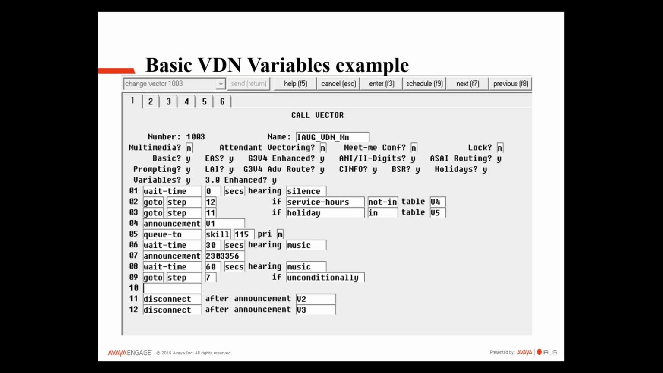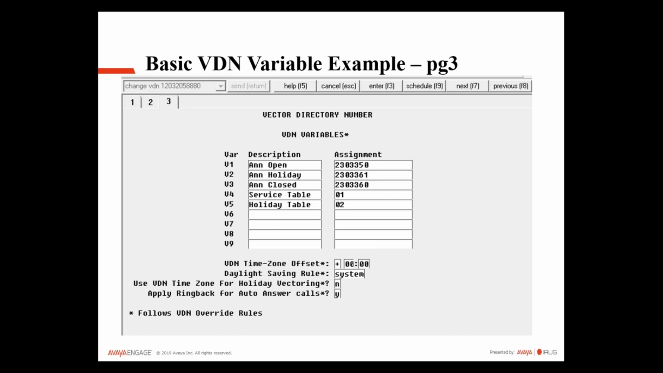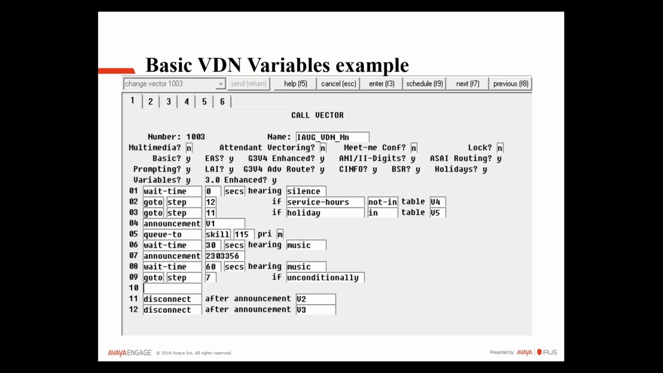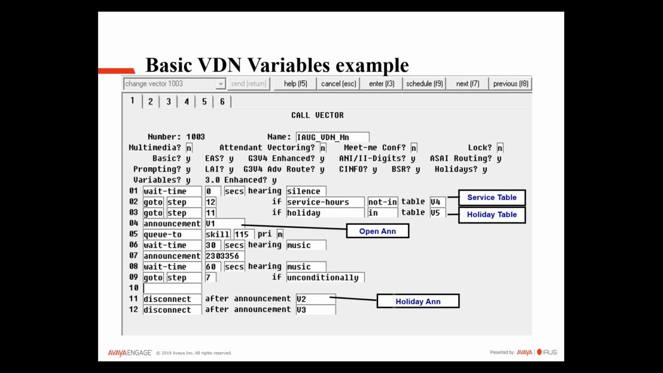Same thing here. So now we're going to check the holiday table, V5, which again, right here is 2, and go to step 11 and disconnect after V2, which was our holiday announcement. V1, we're going to play our open announcement and then queue through what we would normally do. So service table, holiday table, here we go.